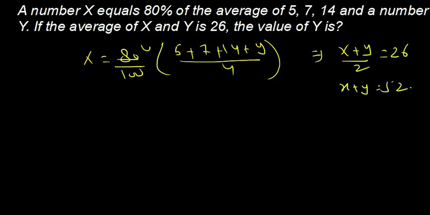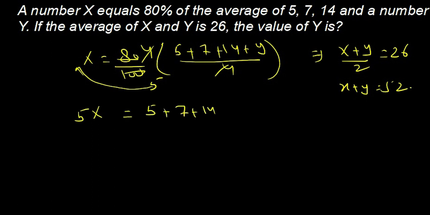This is 4, this is 5. Cancel 4 with 4. So this is x, and multiply 5 with it. So this is 5x equals 5 plus 7 plus 14 plus y, and you can put the value of y, which is equal to 52 minus x.